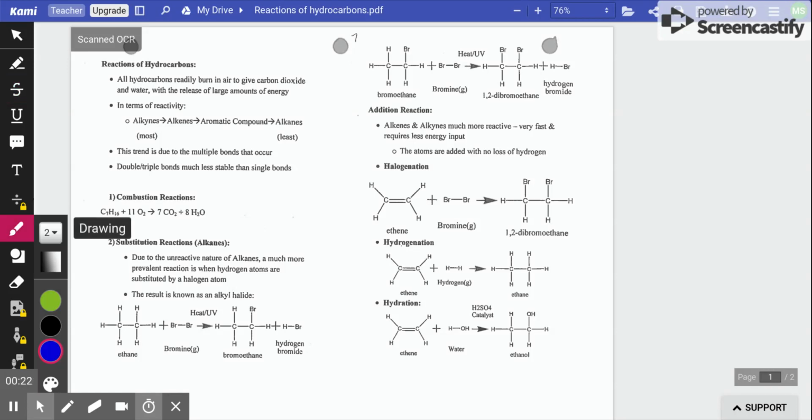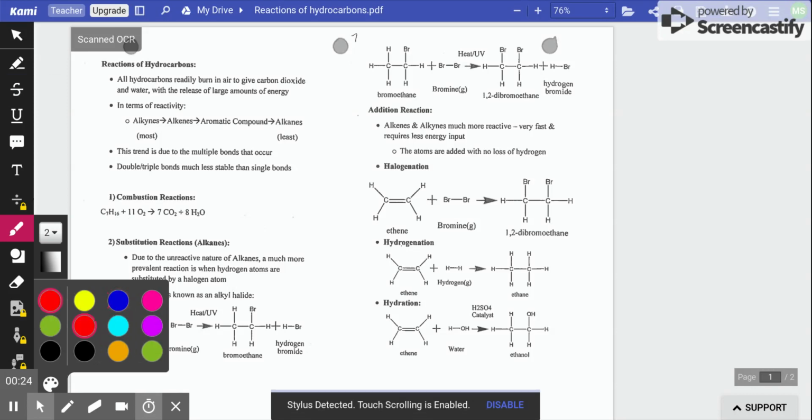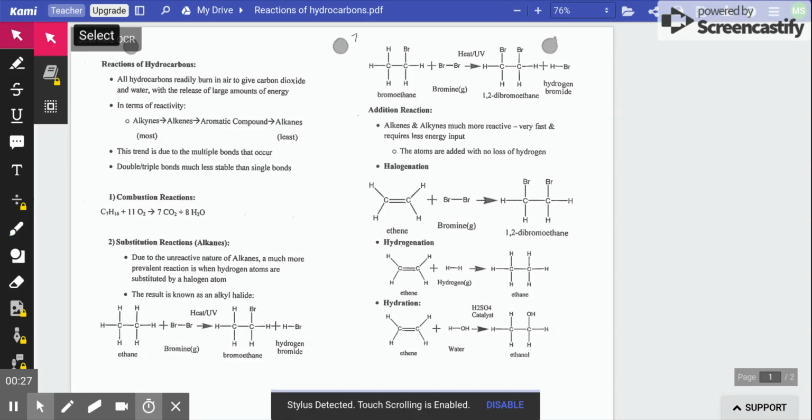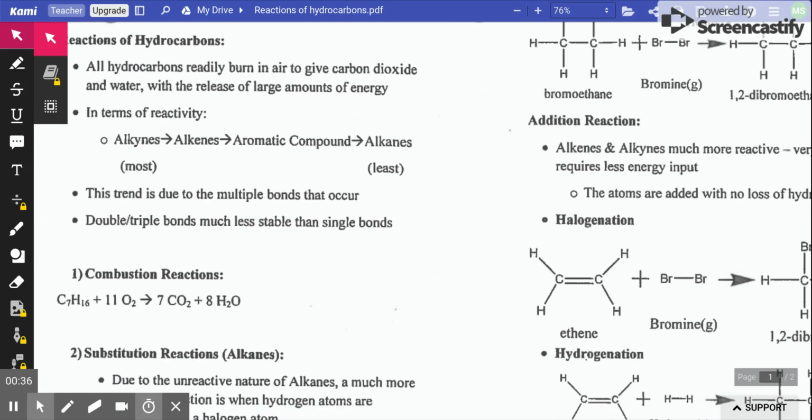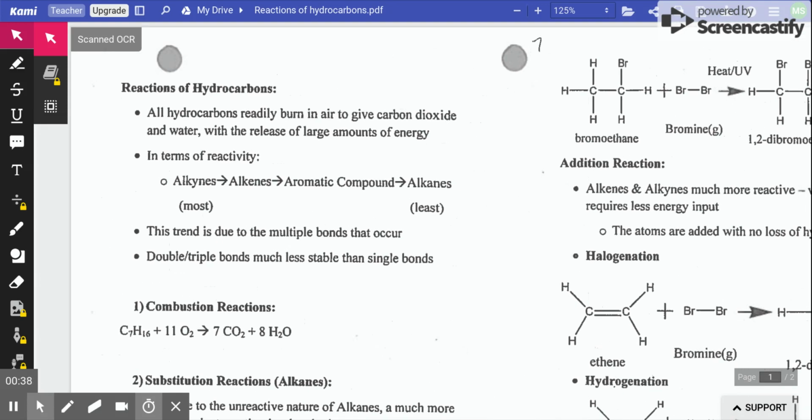So the first thing that we should mention is that you're going to want to have a copy of this handout from your teacher. If you do not have a handout, you're going to have to write the whole thing out. So the first reaction of hydrocarbons, that really popular reaction that everybody knows, is that hydrocarbons burn in air to give carbon dioxide and water, and they release a lot of energy. So that is basically the chemistry behind using fossil fuels for energy and for heat.